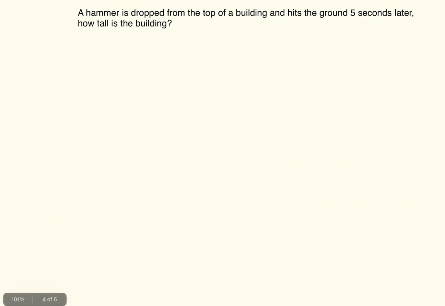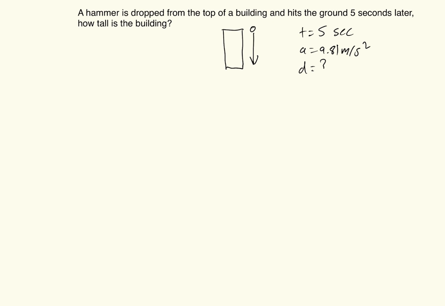A hammer is dropped from the top of a building and hits the ground 5 seconds later. How tall is the building? So let's draw this out. We have a building that high. The hammer is coming down. Our time is equal to 5 seconds. Our acceleration is equal to 9.81 meters per second squared. Our distance, we have no clue, that's what we're looking for. And our initial velocity is equal to 0 meters per second.